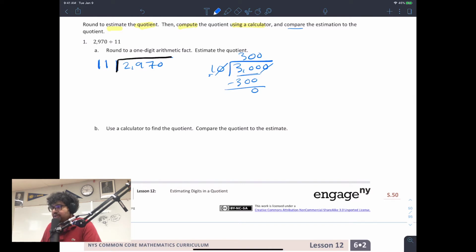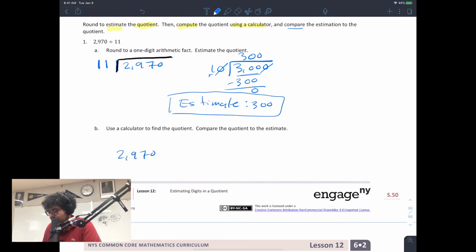So then I can say that my estimate, let's say that it's 300. Okay, that's my estimate. Now it says use a calculator to find the quotient, to compare the quotient to the estimate. Okay, so then we have 2,970 divided by 11. Okay, so that's what we have.